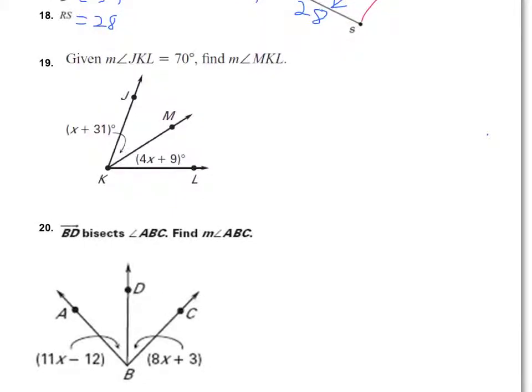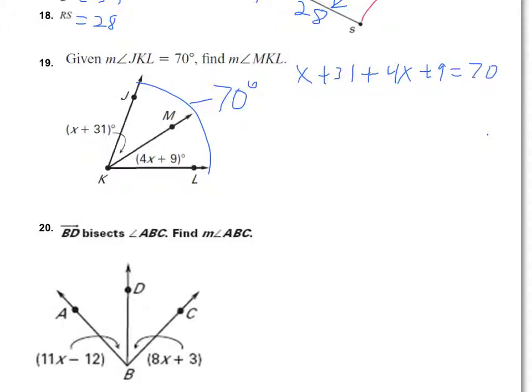All right, on to some angle problems. They're telling us here that angle JKL, that's the whole thing, is 70 degrees. I'm just going to write a little note to myself, that's 70 degrees. And we need to find MKL. So just this one right here. Well, before I do that, I need to find out what X is. And so this is a case where these two angles add together to equal 70 degrees. So I'll just set them up, make an equation equal 70 degrees.